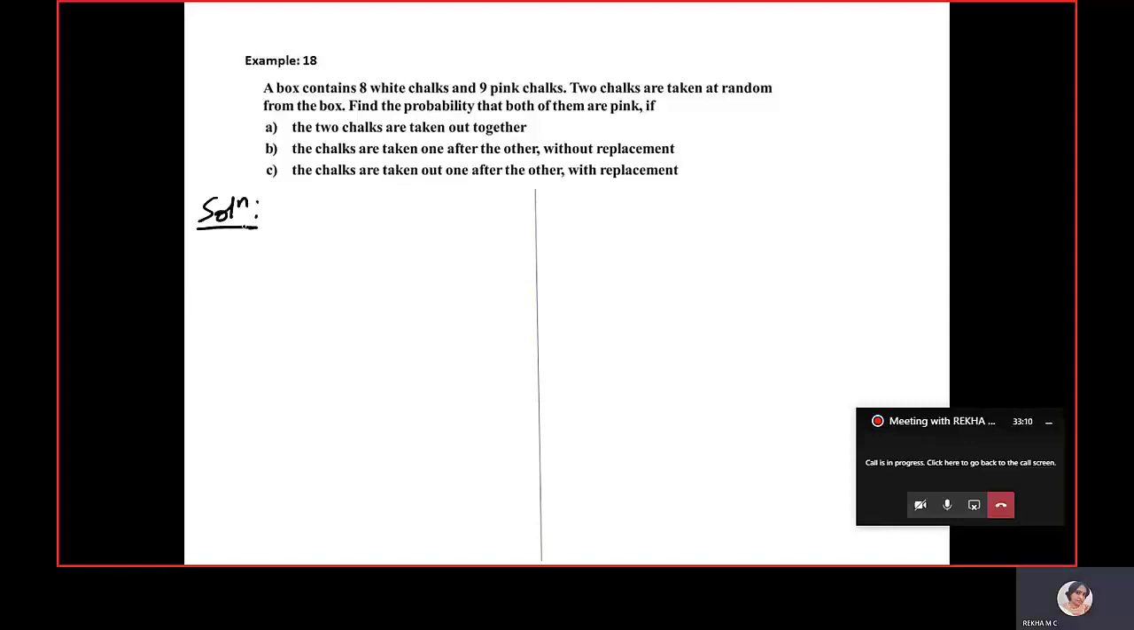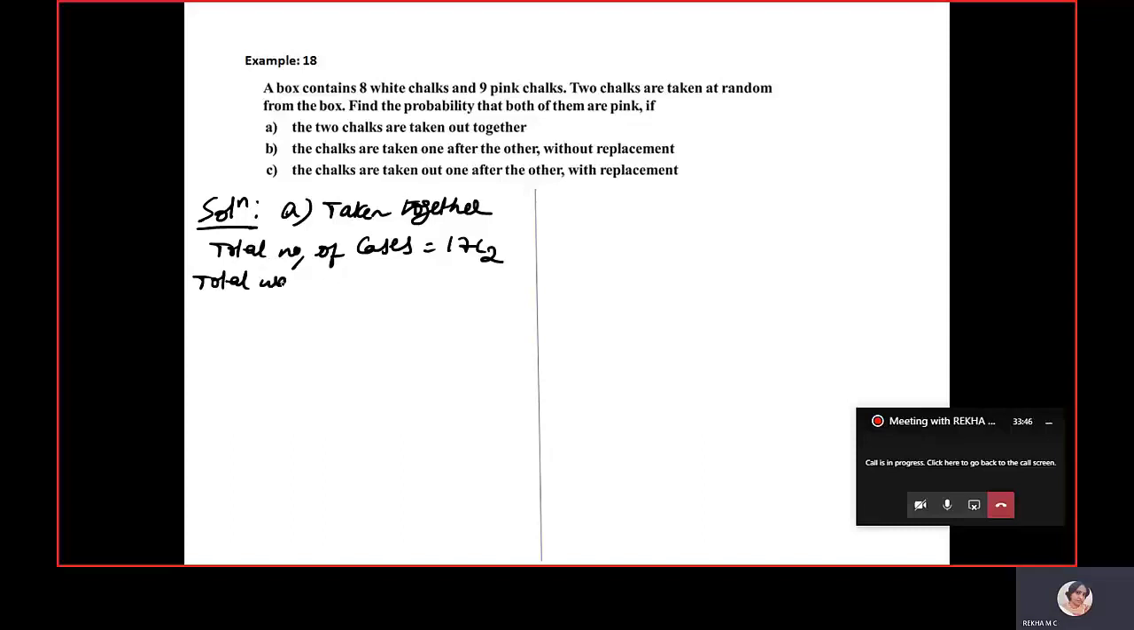These questions will be asked for 3 marks. Solution. Subquestion A, taken together. So the total number of cases is equal to 17C2. The total chalks is 17, 8 plus 9, 17. Out of 17, 2 chalks are taken. So 17C2 will be the total number of cases.